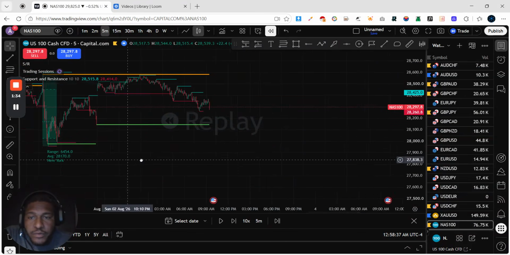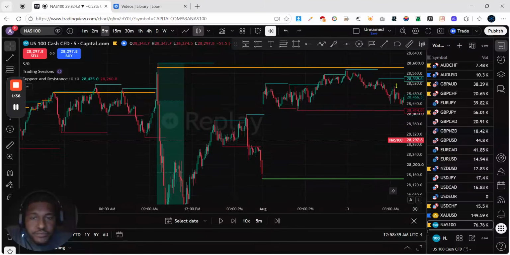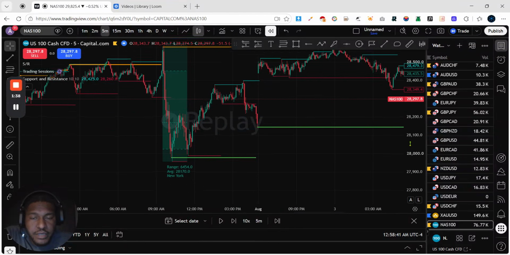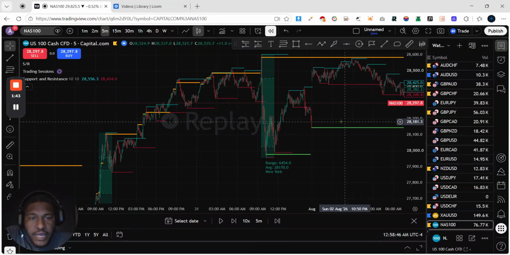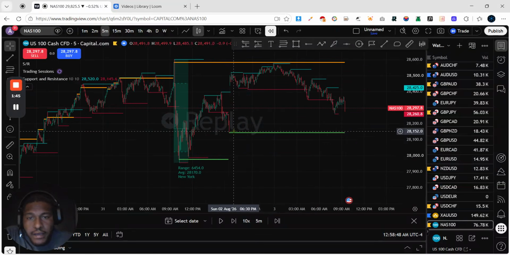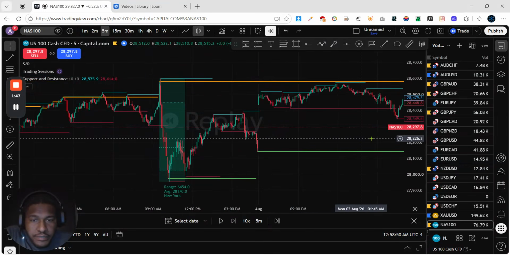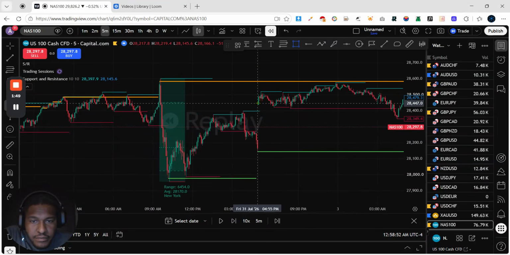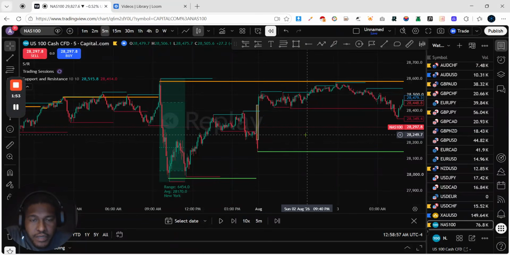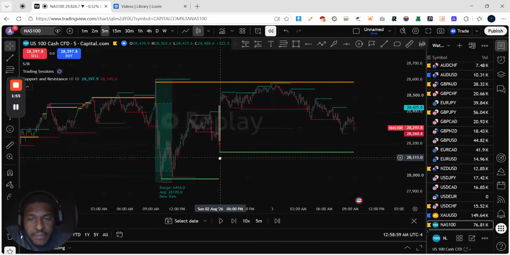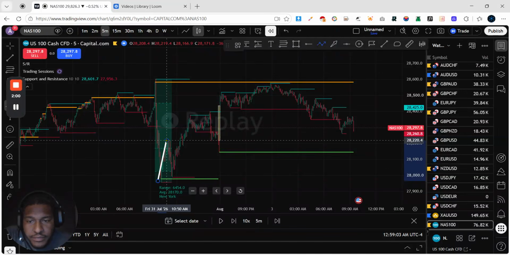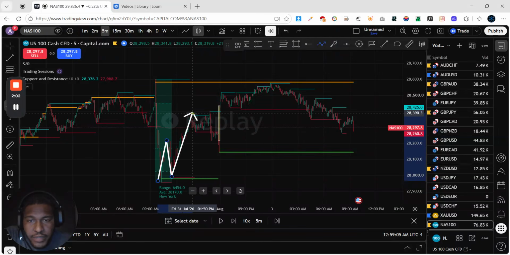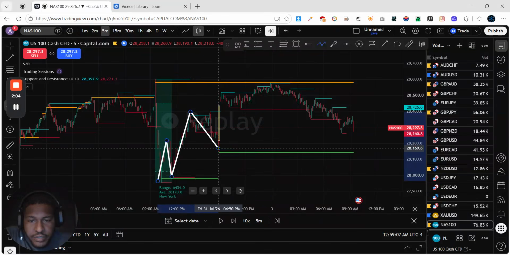Okay, so what do we got going on in NAS? What we got going on is NAS pretty much shot down and shot back up. So now we are actually in an uptrend. However, there's missing data with this broker, so I'm just going to draw this here so I don't confuse myself. Basically, what happened was price went up, came back down, went up, and eventually made a pullback.